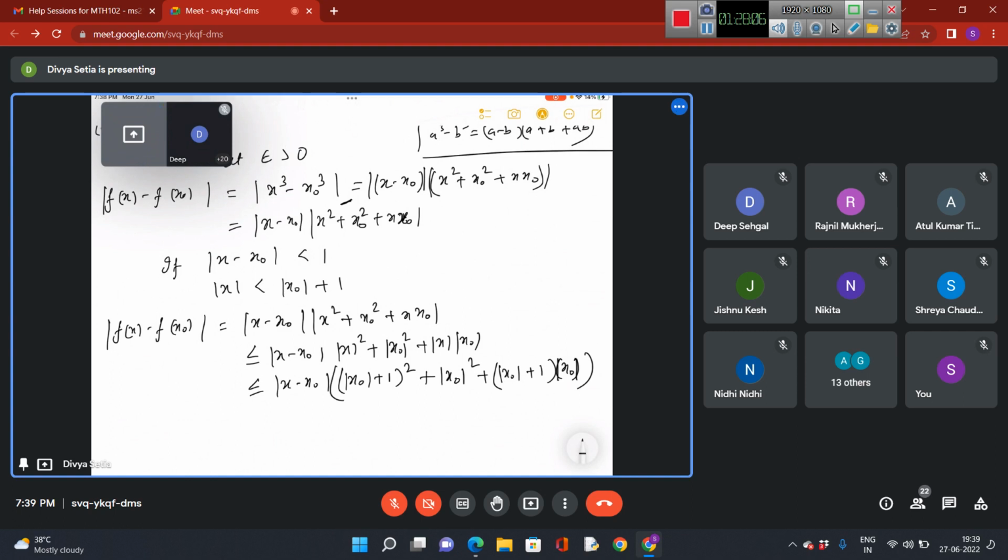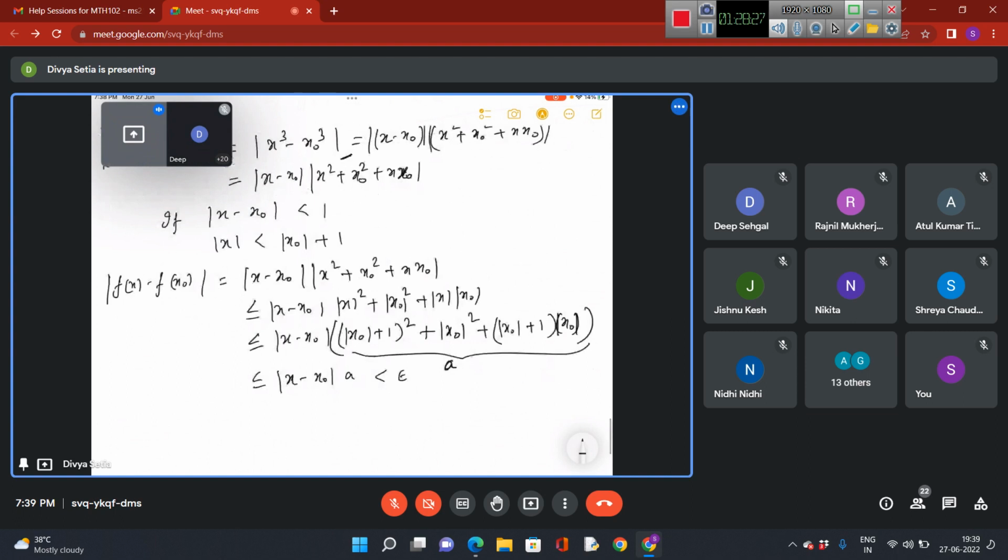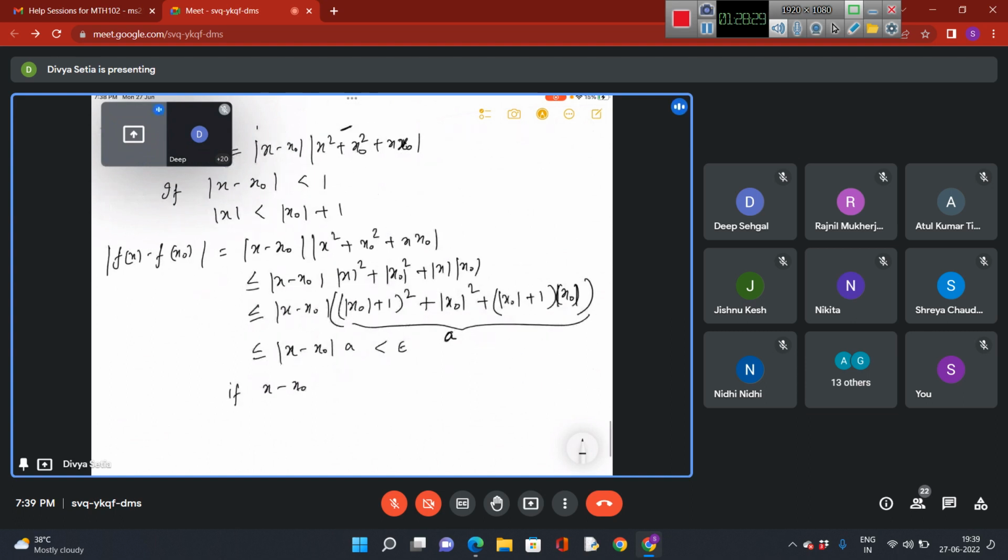Right? This is a very huge number, but it's just a real number, right? After solving, suppose I'm choosing this number to be A. Okay, I'm giving a name to this number. This is A, which is less than epsilon if |x - x naught| is less than epsilon by A. But it's a real number, there is no x here.